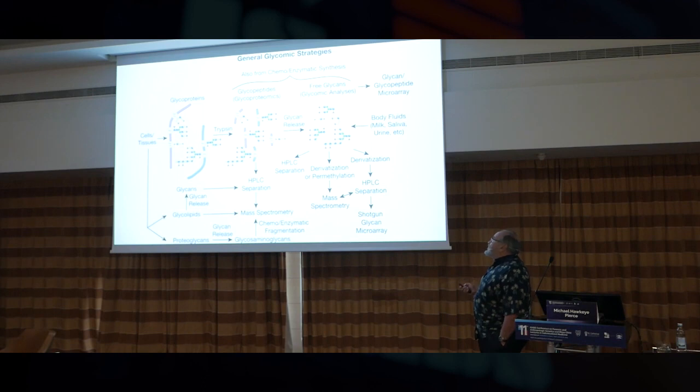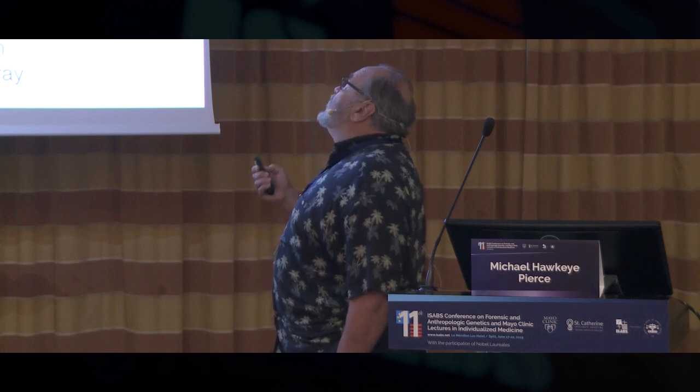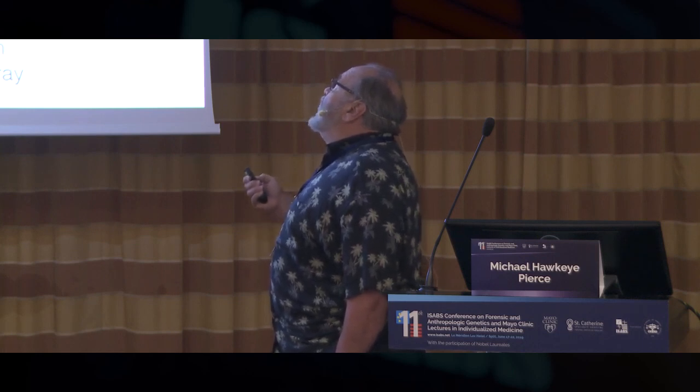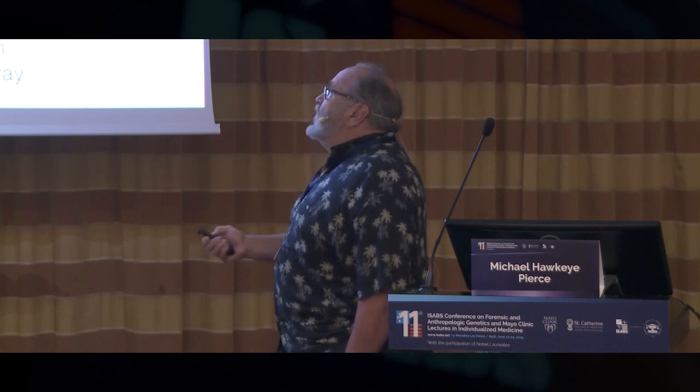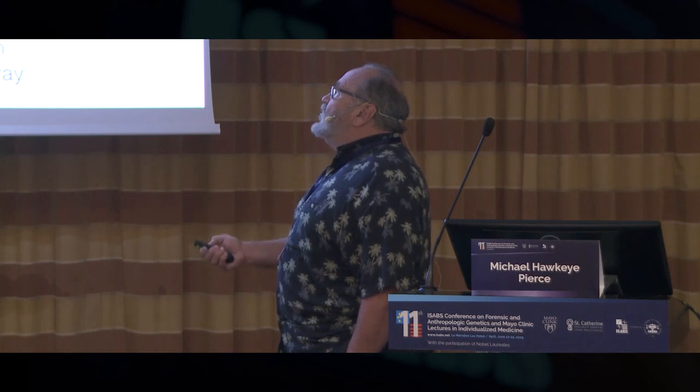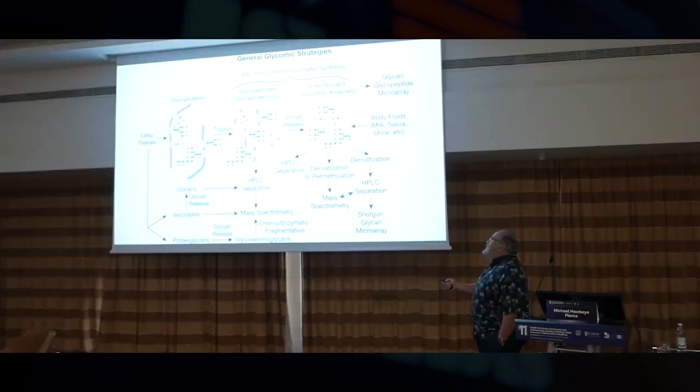And so, looking at glycomic strategies that many people in the audience employ, basically we can start with free glycans that are found, for example, in milk and other bodily fluids. But in most cases, we start with cells and sometimes tissues, where we prepare glycoproteins, trypsinize them so that we have glycopeptides, and then these can be separated and analyzed to give us information on glycans on specific proteins and the sites that they're on.